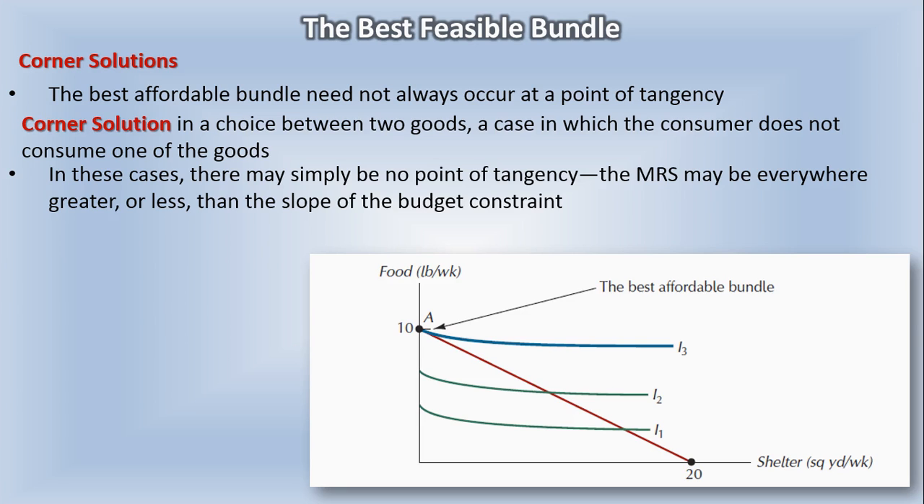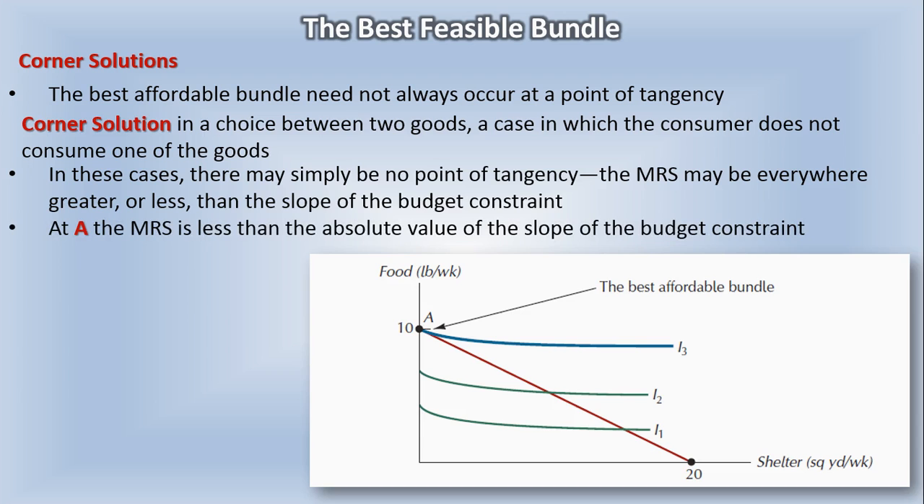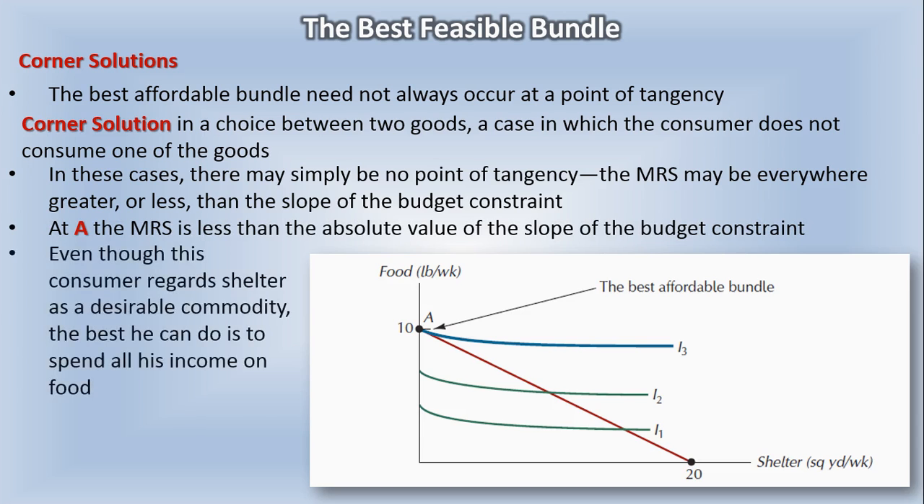So the added benefit of consuming an extra unit of shelter is always going to be less than the cost of an additional unit of shelter. And therefore, it's never going to be worth it for this consumer to consume any shelter, and she will choose to just consume food. So at A, the marginal rate of substitution is less than the absolute value of the slope of the budget constraint. Even though this consumer does regard shelter with some desirability, the best she can do is to spend all her income on food.